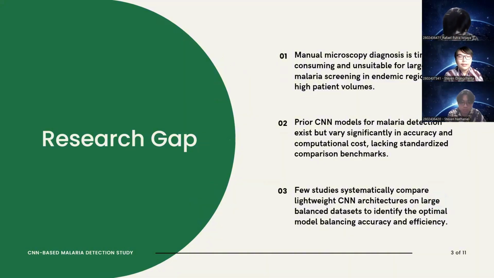So why this study? We identified three gaps. First, manual diagnosis doesn't scale. It cannot keep up with the large screening programs in high-volume endemic regions. Second, while CNN models for malaria already exist, they vary widely in accuracy and computational cost, and there's no standardized benchmark to compare them fairly. And third, very few studies systematically compare lightweight CNN architectures on a large balanced dataset to find the model that best balances accuracy with efficiency. That gap is what we set out to address.